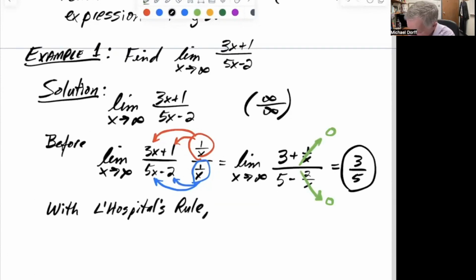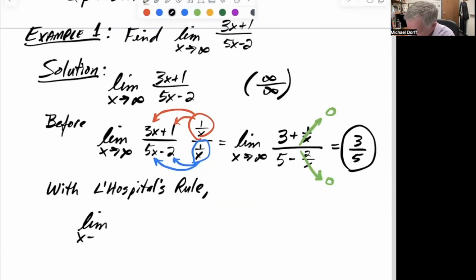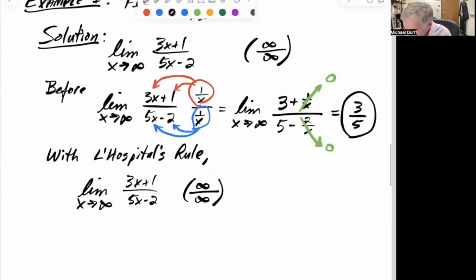I'd say very easy here. We've got the limit as x goes to infinity of (3x + 1) over (5x - 2). And we know, again, that as x gets really, really large, the numerator is going to get really large, so we'll say infinity. And likewise, the denominator is going to get really large, so we get infinity over infinity.